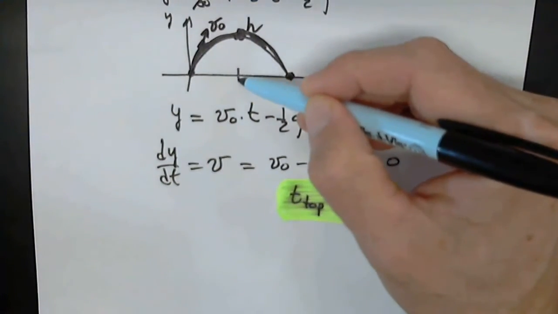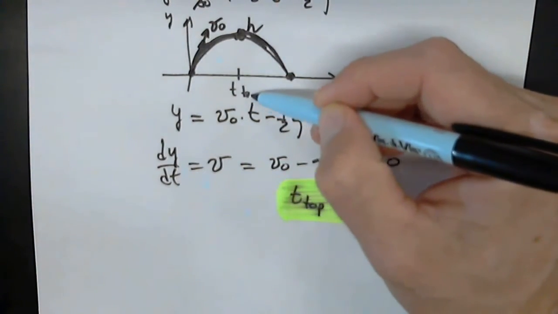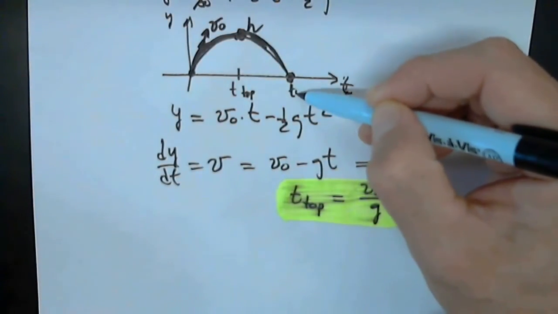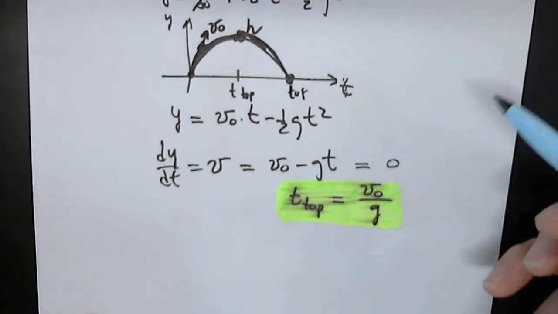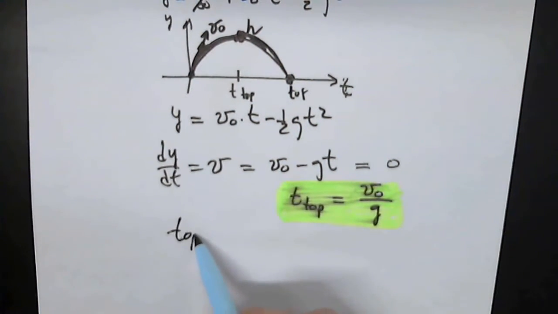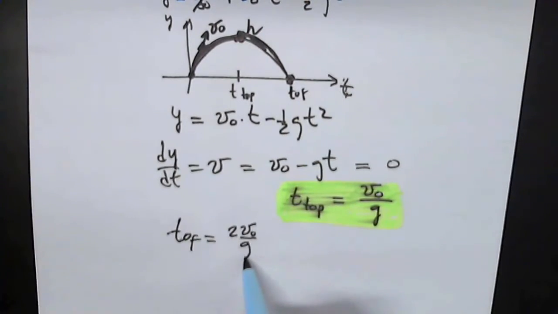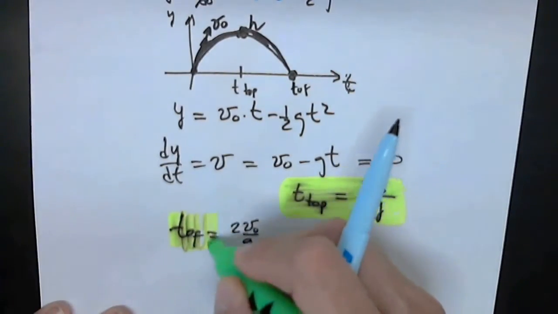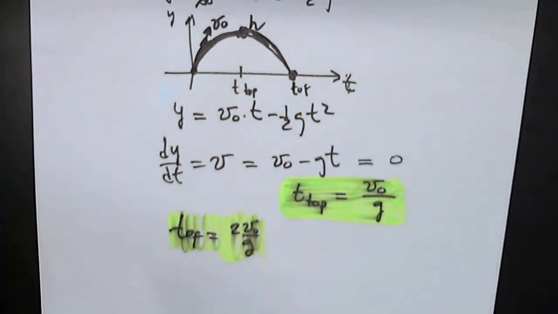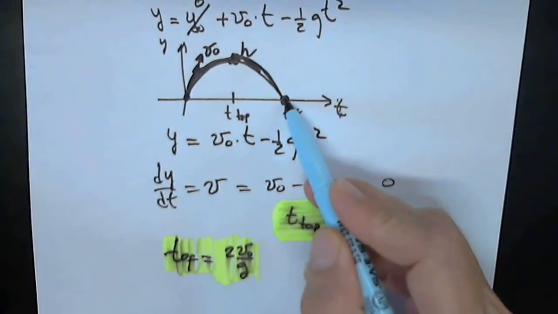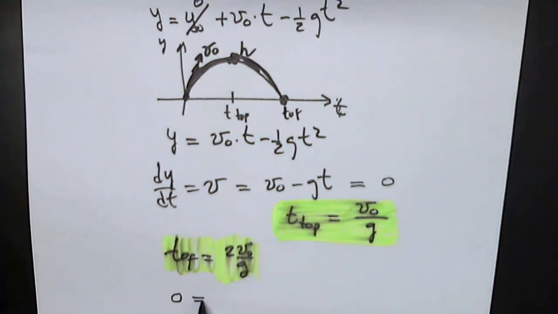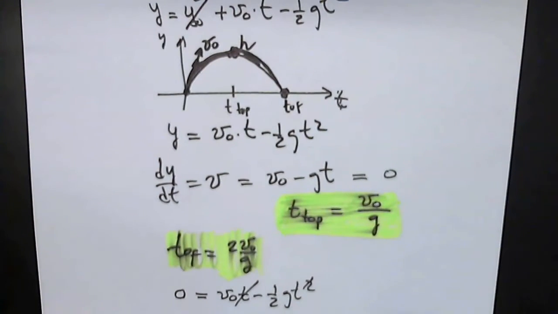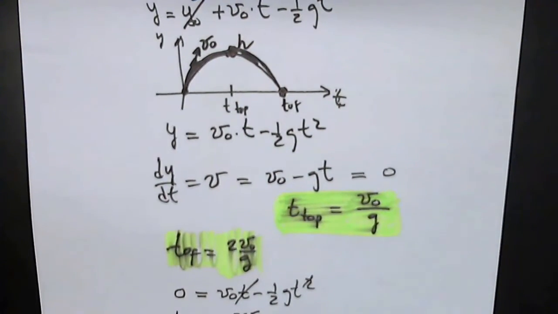So at this time is at the top, let's call it t top, and the time of flight is how long the ball was flying. So the time of flight is going to be twice that. Okay, that's the time of flight, twice that. Now another way to see it, the height over here is 0. So if you set y to 0, one t cancels, and you get exactly the same equation for the time of flight.